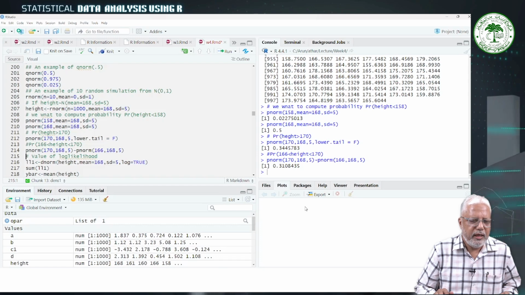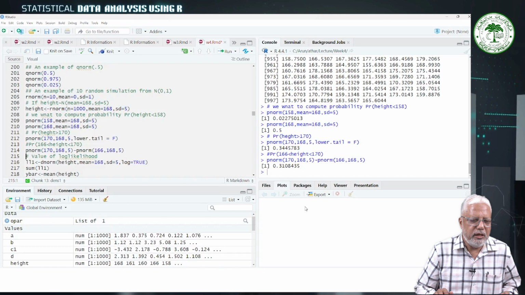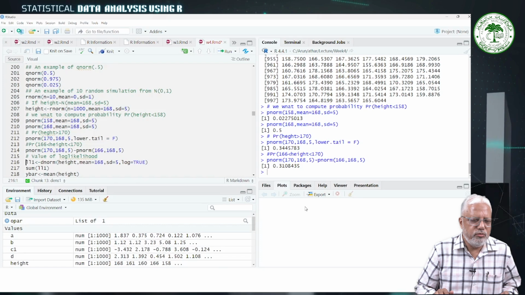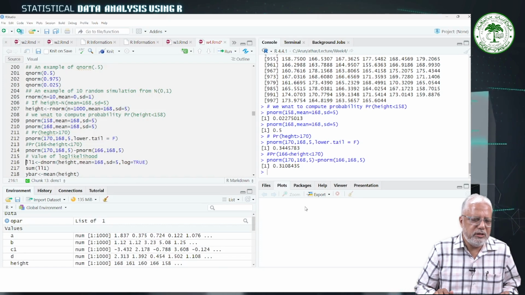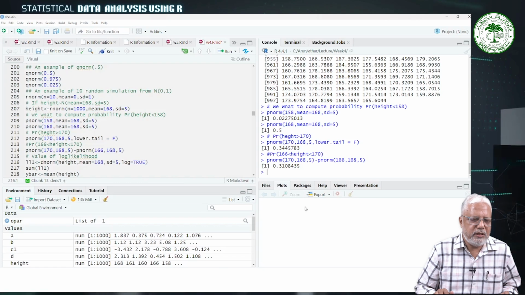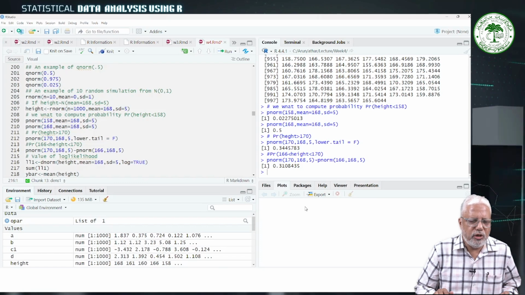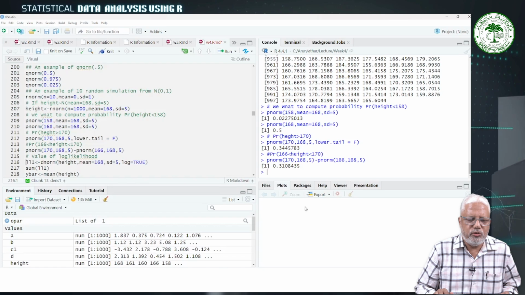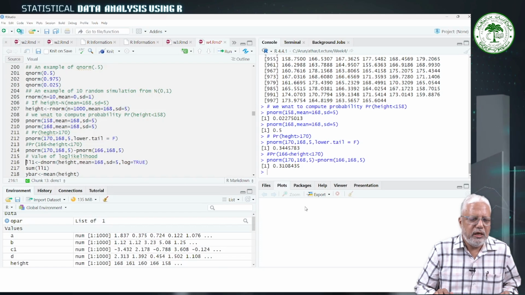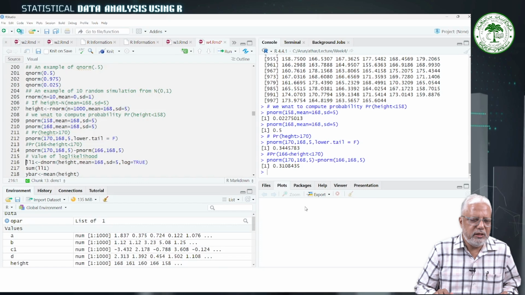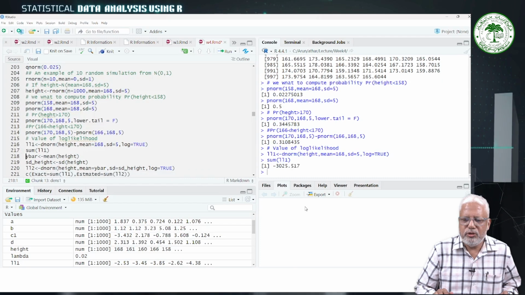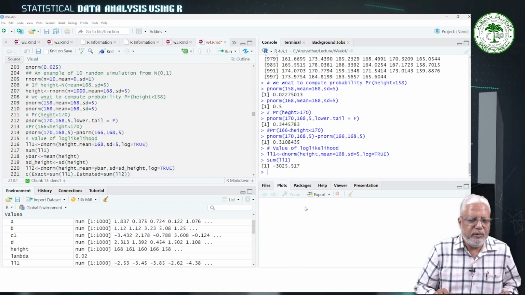Now the values of likelihood, and these are the values of log likelihood. Here LL1 is equal to dnorm, the value of the density, with height as the vector, mean equal to 168, SD equal to 5, and log equal to TRUE. So log equal to TRUE computes the log likelihood, and this is the vector of log likelihood. If we get the sum of the log likelihood, the sum is minus 3025.517.